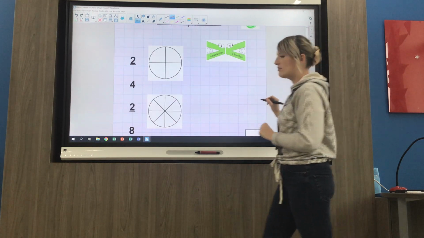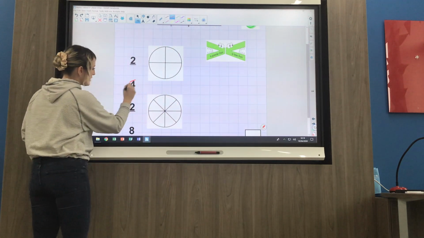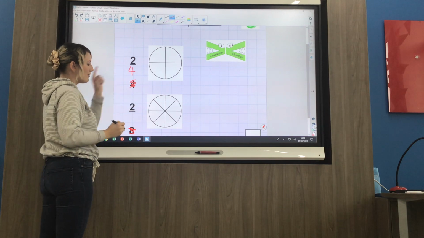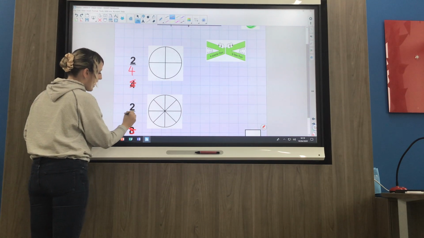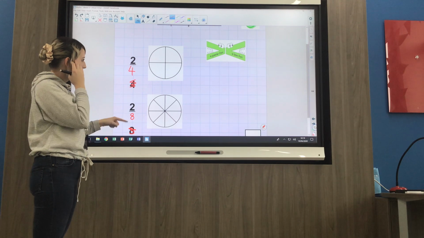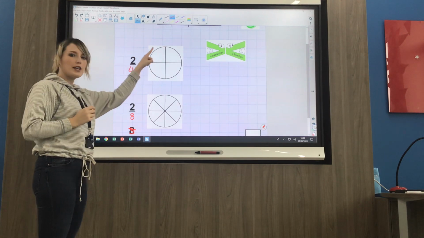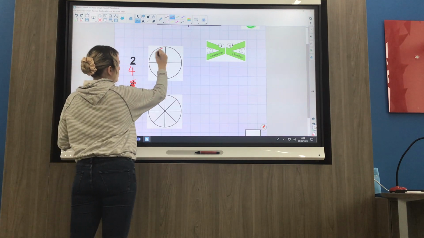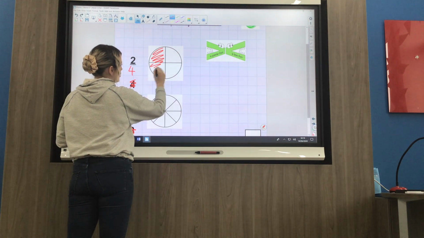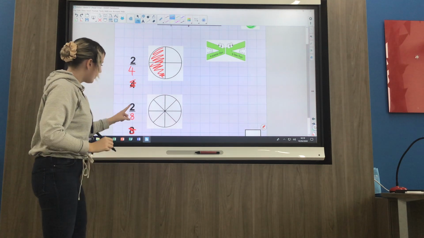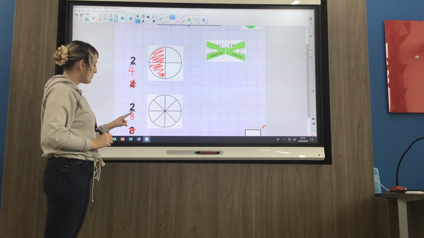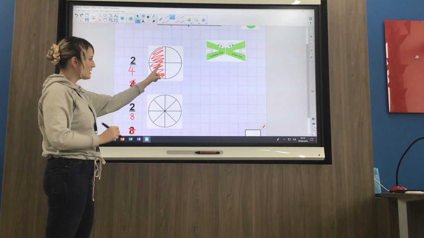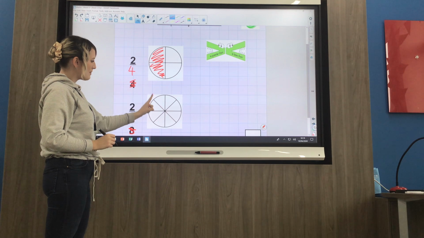Let's roll it down. So again, my fractions have gone a bit dodgy. Let's rub those out. So I've got 2/4 at the top, so 2 out of 4, or I've got 2/8. Okay, so my circle has been split into 4 equal parts. I'm going to colour in 2 of my sections. Okay. This time, my circle's been split into 8 equal parts.